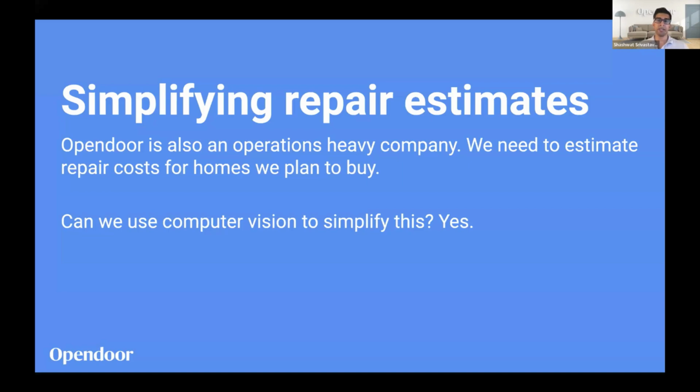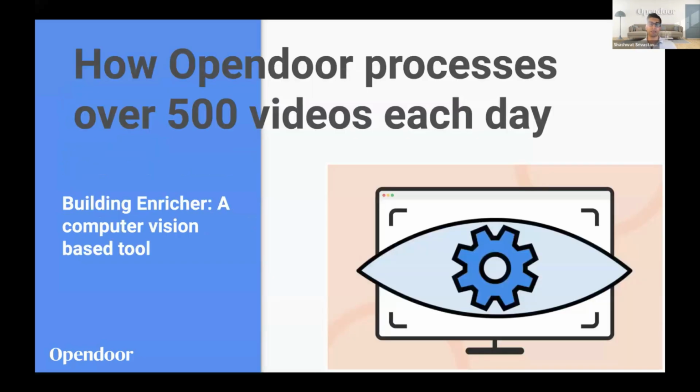One of the things that we need to do is estimate repair costs when the house is being sold to us. This is also an operationally intensive process, and we'll talk more about what this means in a second. But about last year, we came up with a project to discuss: is there any way we can use computer vision to simplify this, make this easier for us? And the resounding answer was yes. So I wanted to introduce this project I worked on called Enricher.